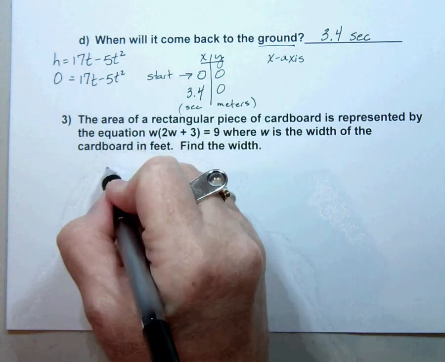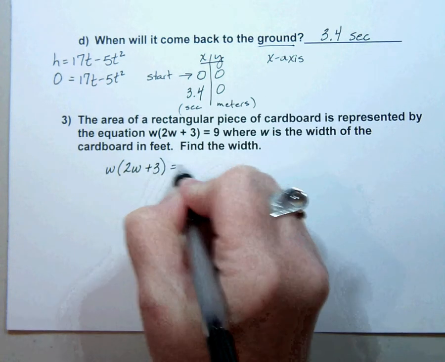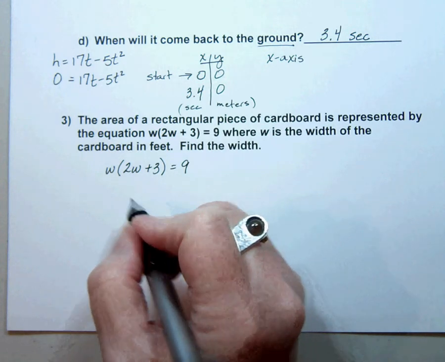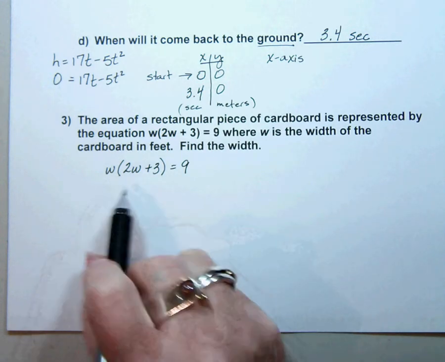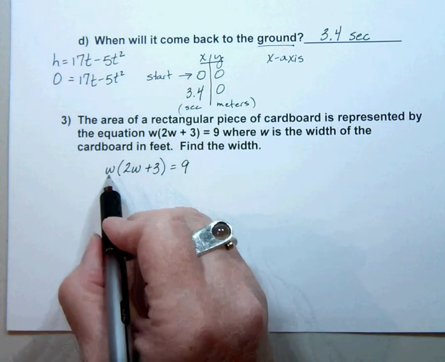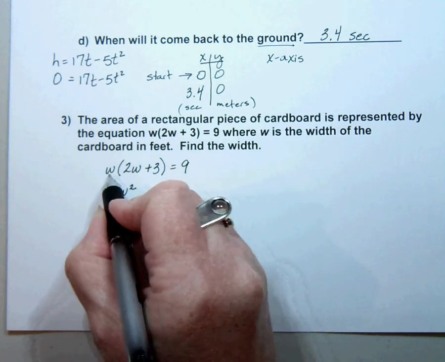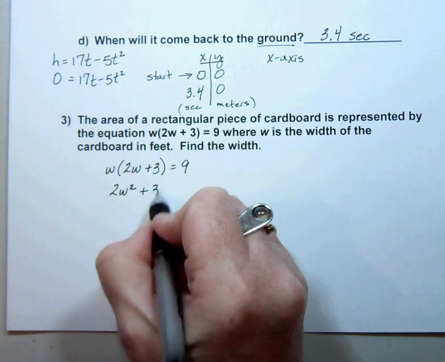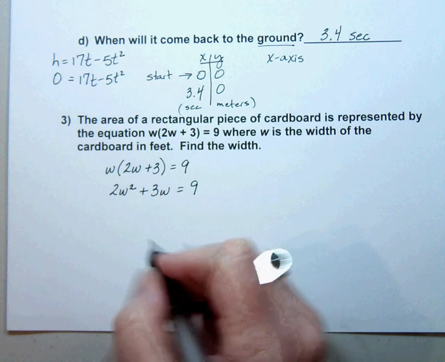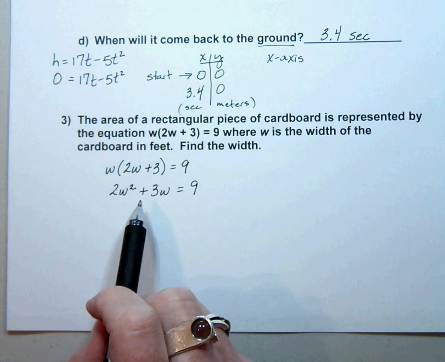I think I'll rewrite it for a minute to show you that. You need to use the distributive property to multiply. So 2w times w would be 2w squared, and then w times 3 would be 3w. That removes your parentheses and you should notice that now that it has a squared variable, it is going to be a quadratic equation.